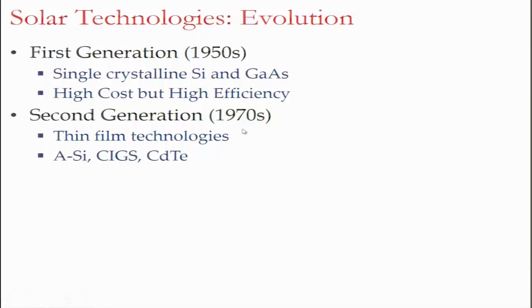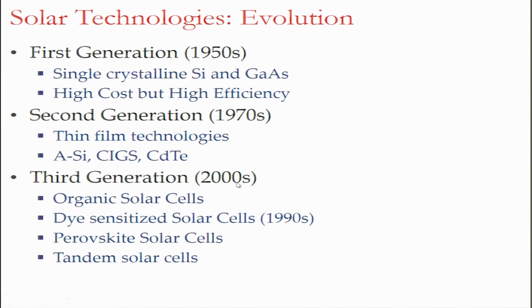Then the second generation work started in the 70s and 80s. So we have thin film technologies mainly, and this could be amorphous silicon, primarily amorphous silicon, CIGS and CdTe, but also multi-junction solar cells. And third generation, 2000s, we have work on organic solar cells, dye sensitized solar cells, where work started in the 1990s, and also perovskite solar cells, and we also have tandem solar cells. Multi-junction will also fit in this category. The work on multi-junction started actually quite early, multi-junction or tandem solar cells.